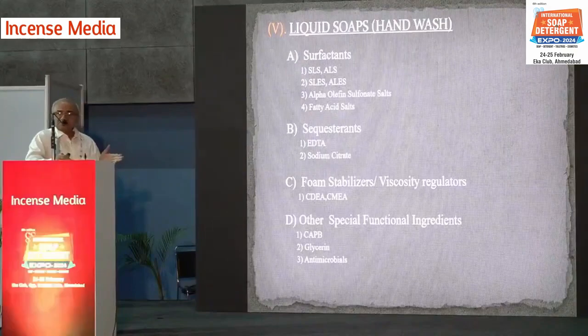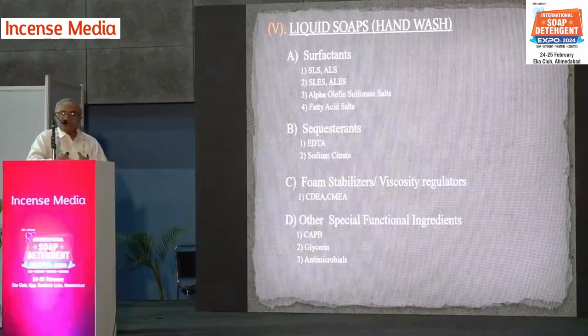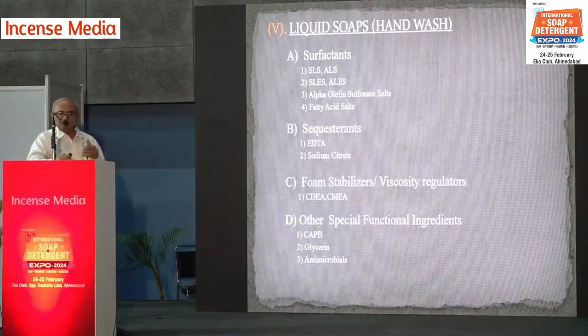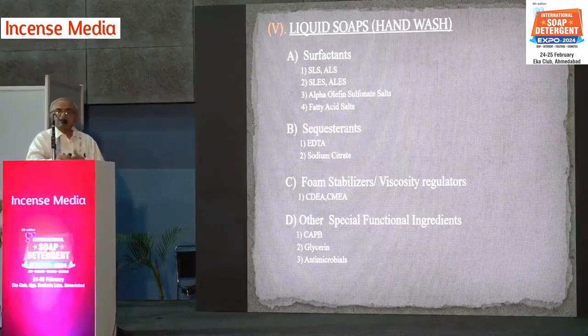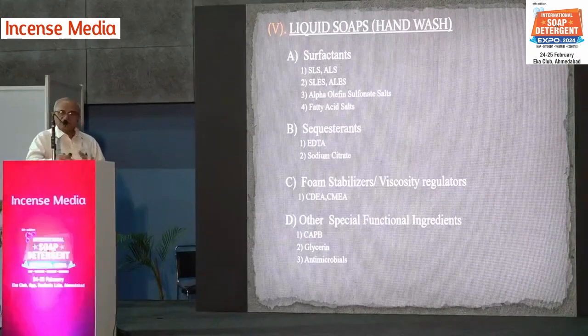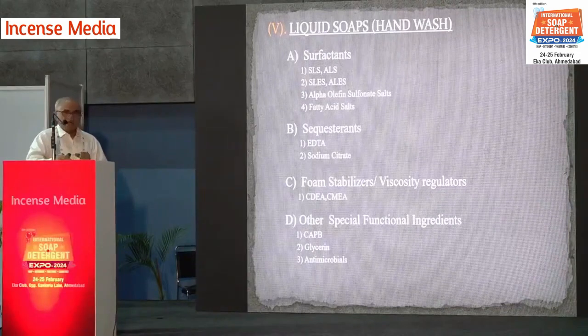And as a foam stabilizer, coco monoethanolamide or coco diethanolamide. CAPB is a co-surfactant. It is a mild detergent. It has very good foaming power. Then glycerin as a moisturizer and antimicrobial.